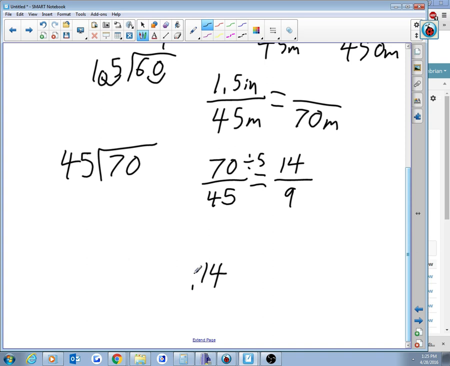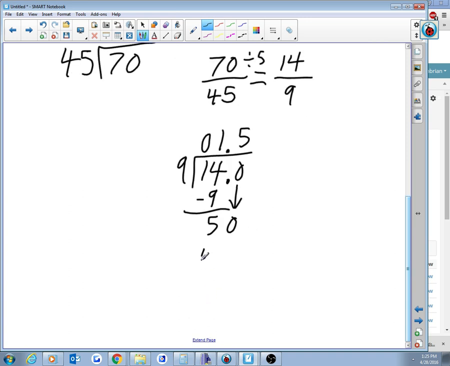14 divided by 9. 9 goes into 14 one time, add a decimal, or it goes into 1 0 times. Keep your 0 there. Bring your decimal up. 1 times 9 is 9. 14 minus 9 is 5. Bring down the 0. 9 goes into 50 5 times. 5 times 9 is 45. 50 minus 45 is 5. Add another 0. Bring it down if you want. You'll notice it is repeating.